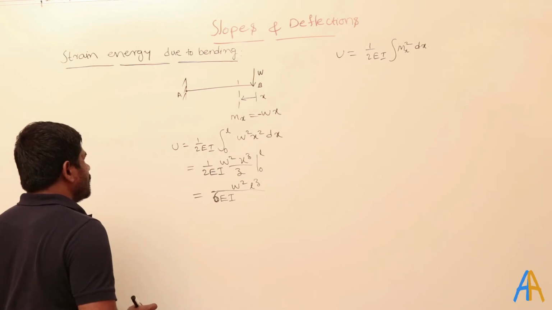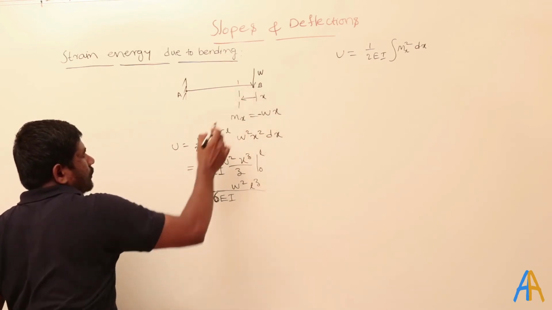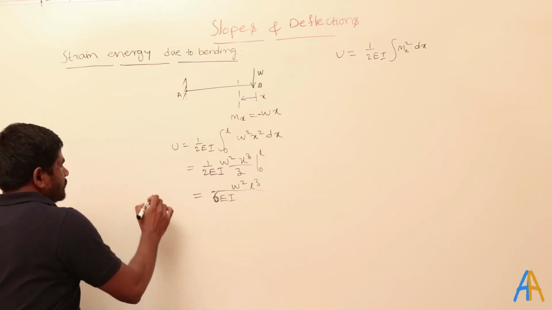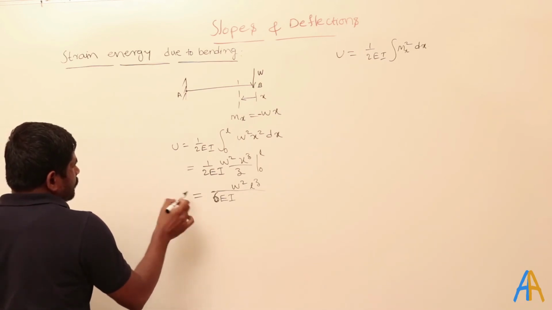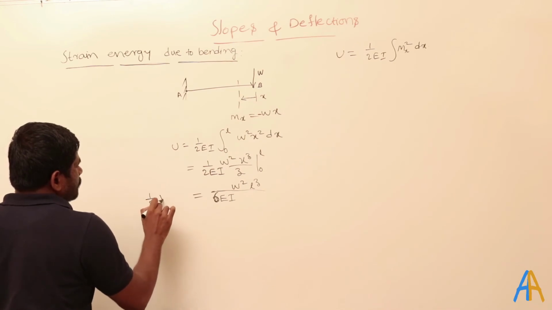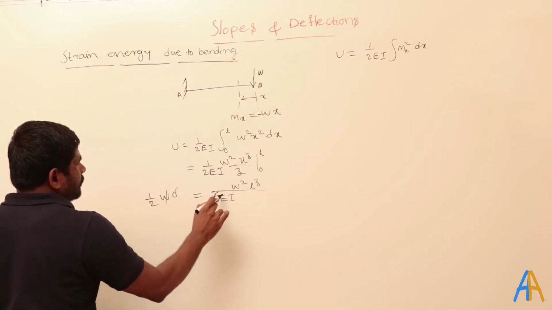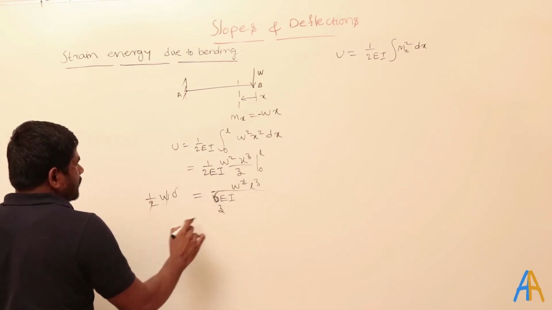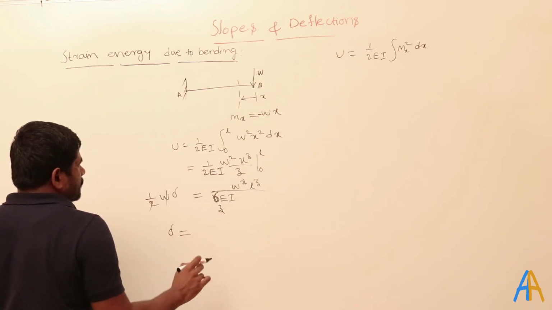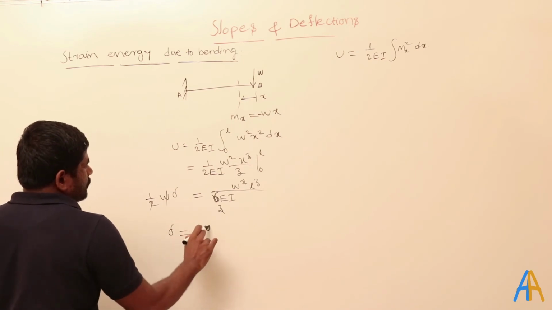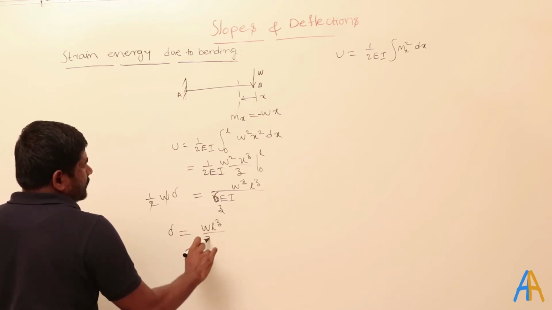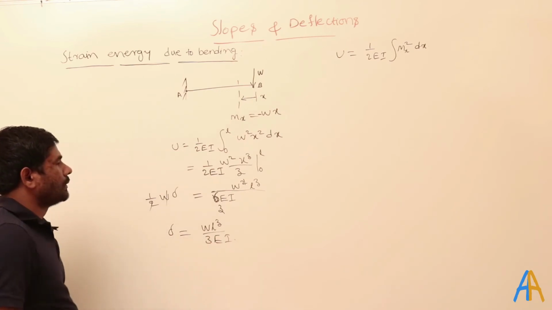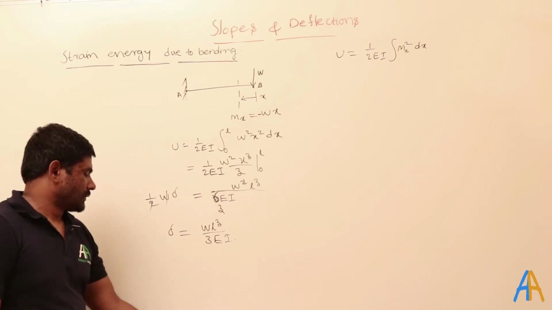This is the strain energy. Because of this point load, the work done to produce this strain energy is nothing but half into W into delta. Equating, one W cancels with the half, and finally you get delta equal to W L cube divided by 3 EI. This is how we need to get the deflection here.